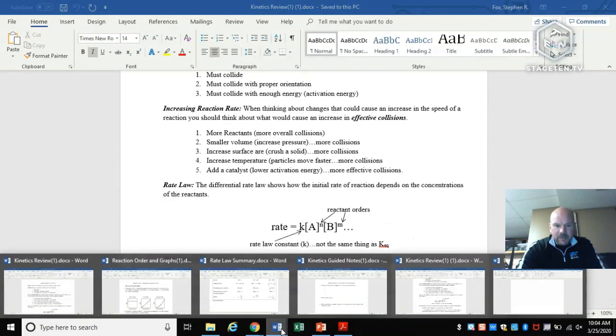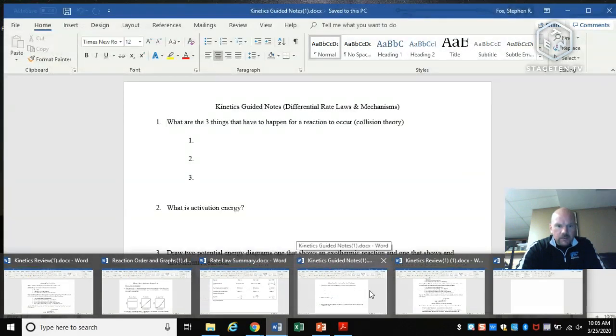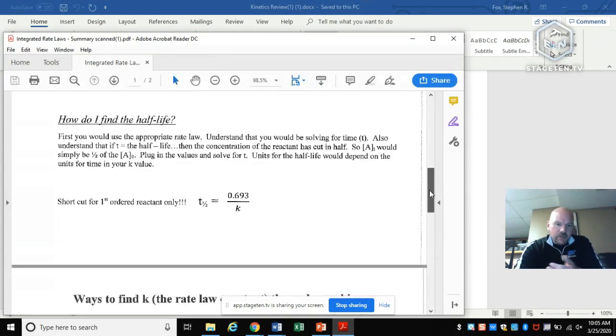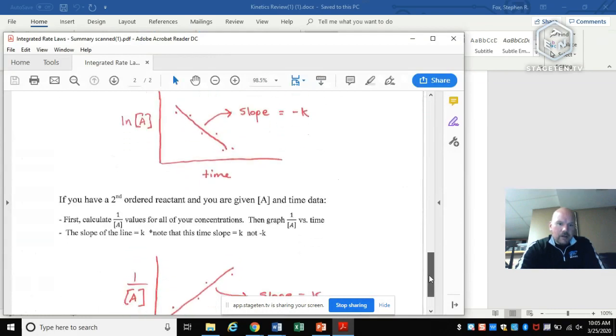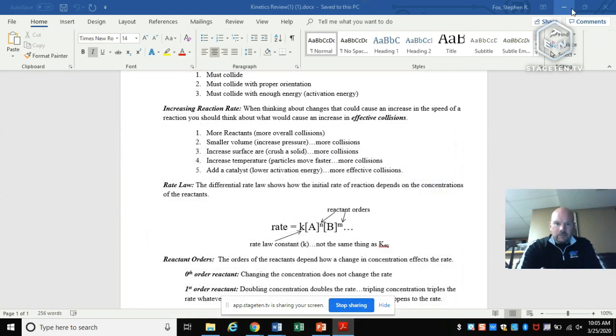The other set, especially the integrated notes, where is it? Do I have it? Oh, it's the PDF. Yeah, the integrated rate law notes, you can feel free to go over those now, but we're not going to talk about integrated rate laws today. It's only going to be differential rate laws. But all these are the basic stuff that you need to know for this unit in the course.